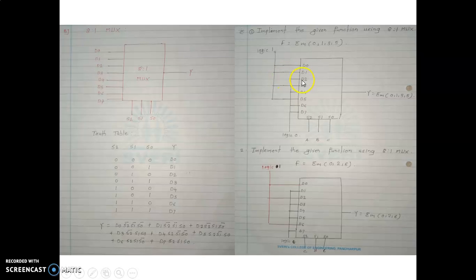It is a SOP form, so we have to connect these 4 numbers to logic 1, and the remaining numbers we have to connect to logic 0. Since it is a SOP form, we consider the output as 1. So D0, D1, D3 and D5 we connect to logic 1 and the others to logic 0. A similar example: the numbers are 0, 2 and 6. So D0, D2 and D6 are connected to logic 1 and the others to logic 0. In this way we can implement the 8 to 1 mux.